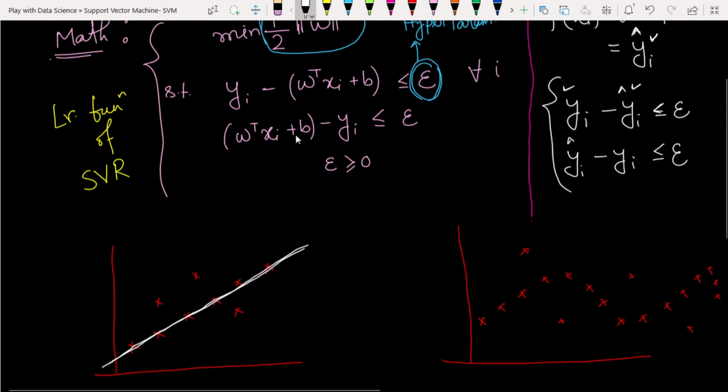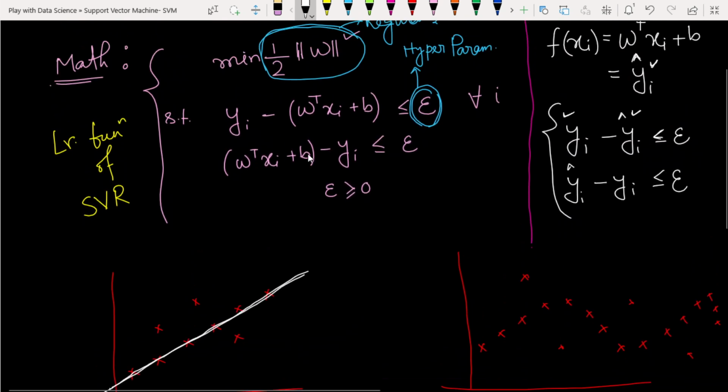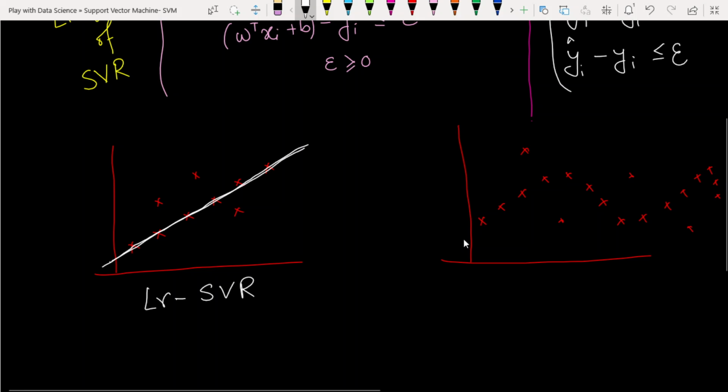So simply, if we use this technique, using this formula, these mathematical equations, for this data set, then we can easily find this line. Because it is a linear SVR, you can use a linear SVR. But for this other set of data points, the best regression line will be this one.